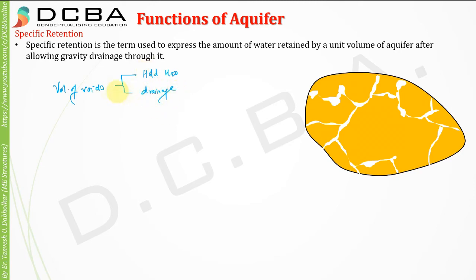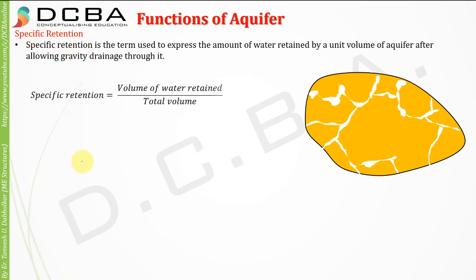So the water that is remaining in these voids after the drainage has taken place, that volume of water divided by the total volume of rock will give you specific retention. Okay, so specific retention is volume of water retained divided by the total volume, and what was specific yield? It was volume of water which is drained under gravity divided by the total volume.